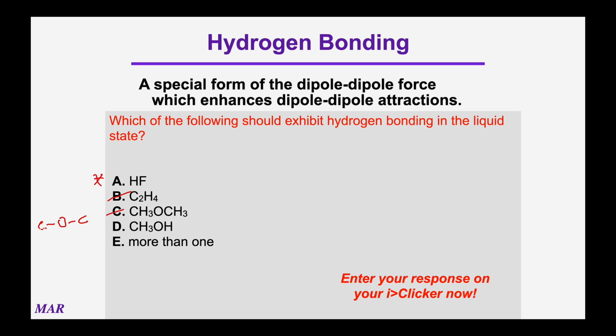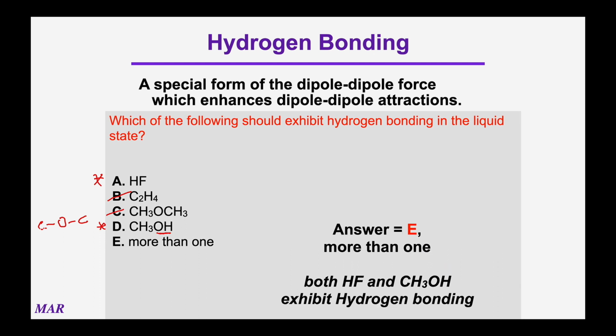The last one, methanol, you definitely do have the OH. That's what you need for a hydrogen bond. Again, you need to have fluorine connected to hydrogen as in A. You have to have oxygen connected to hydrogen or nitrogen connected to hydrogen. So A and D are both good answers. There's going to be more than one that has hydrogen bonding.